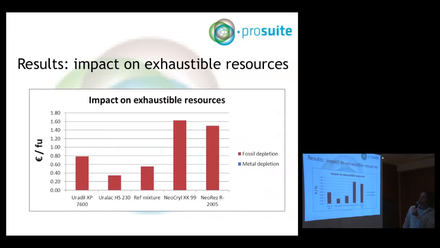Next slide, please. This is the impact on exhaustible resources, and we see that especially the petrochemical resins have a high contribution to fossil depletion. Metal depletion is also included here, but it's not visible in the results, so it's insignificant.